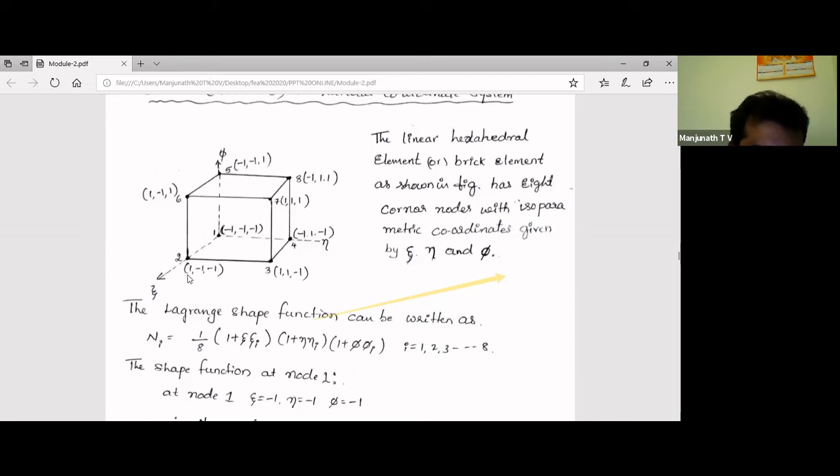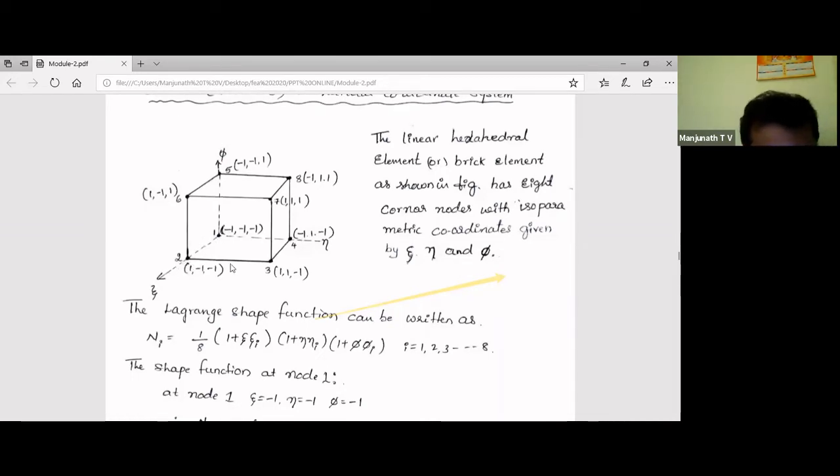What about neta and psi? Only the zeta direction is considered here, so don't bother about the neta and psi values. Whenever the neta and psi directions come, only in those cases we consider them. Now this is over. We have taken the zeta value only in the zeta direction, that is -1 and +1 for this particular element.